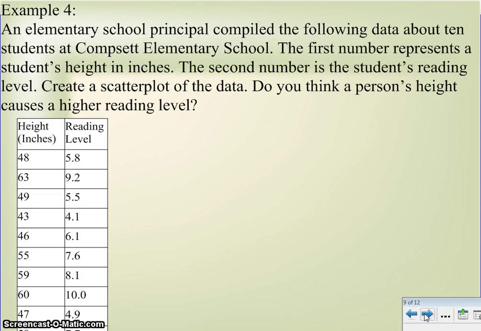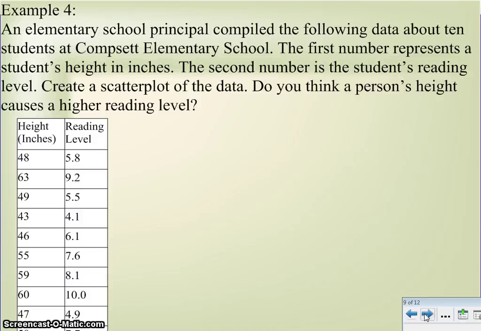All right, example 4. It says an elementary school principal compiled the following data about 10 students at Comset Elementary School. The first number represents a student's height in inches. The second number is the student's reading level. Create a scatter plot of the data. Do you think a person's height causes a higher reading level?